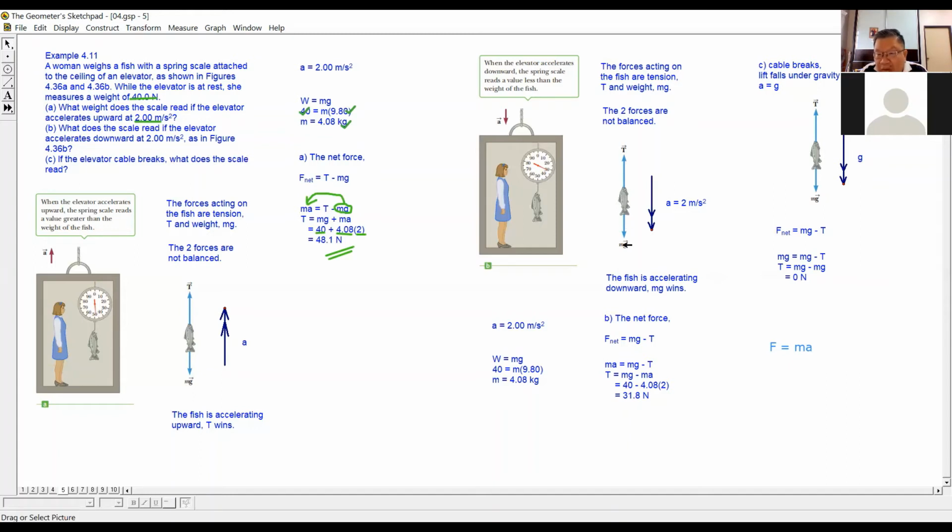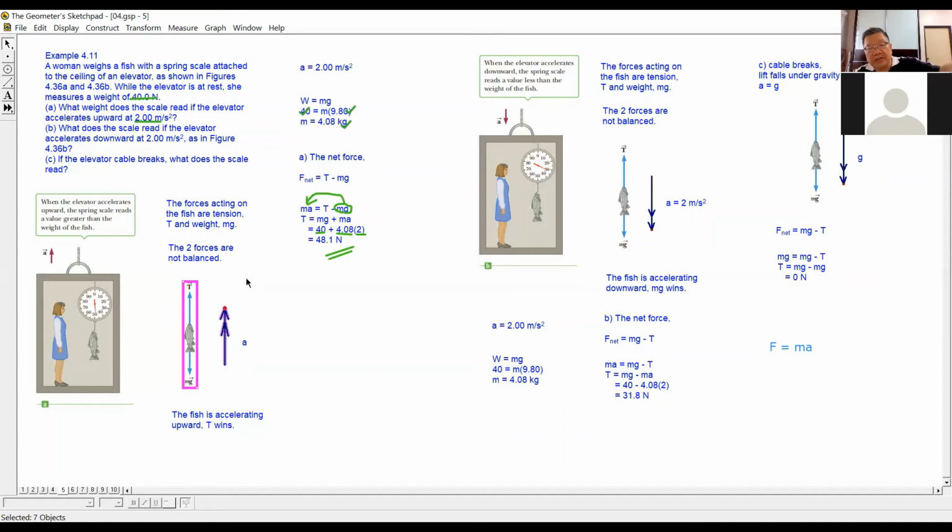It is moving in the direction of mg, so this mg must be bigger than the T, because mg wins. That means the T is less. So we start off with the equation: the net force is mg minus T, because it's moving downwards and mg wins. Earlier on, in the first case, it was moving upwards, so this T is upwards.